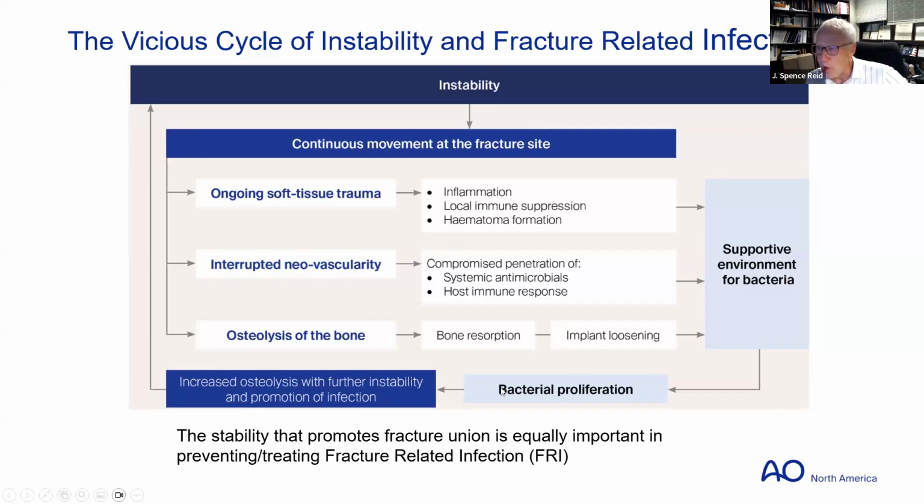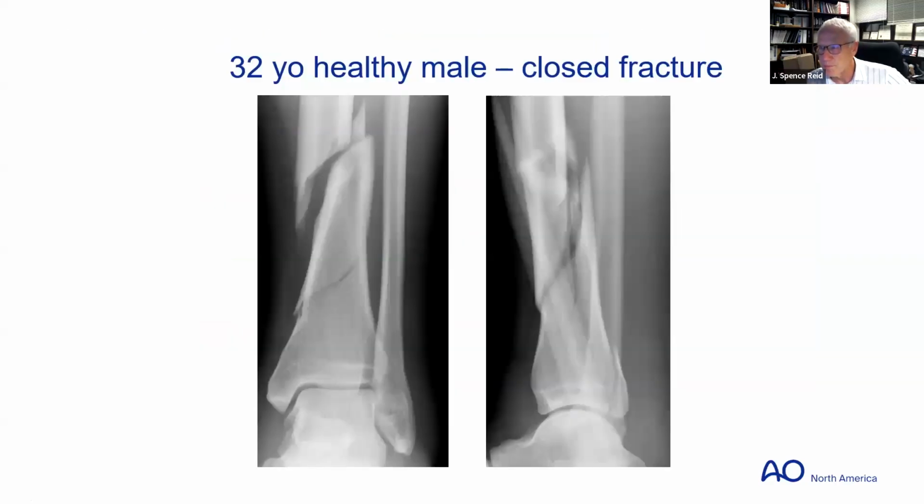And this is the whole problem with instability and fracture-related infection. One leads to the other, and then a vicious cycle starts and makes both of them worse, both the fracture healing and the fracture-related infection.